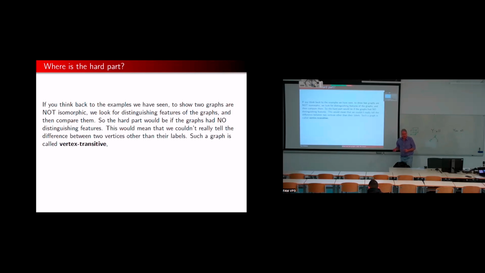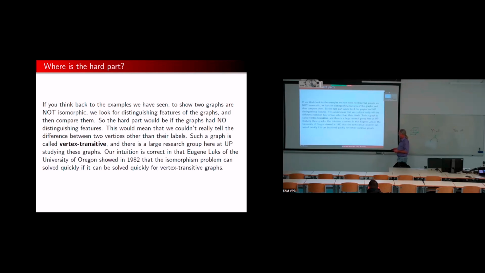Such graphs are called vertex transitive, and I wanted to mention that because there's a very large group here at the University of Pomorska studying these graphs. And this intuition is correct. There's a guy named Eugene Luks. He's now an emeritus professor at the University of Oregon, but in 1982, he showed that the isomorphism problem can be solved quickly if it can be solved quickly for vertex transitive graphs.